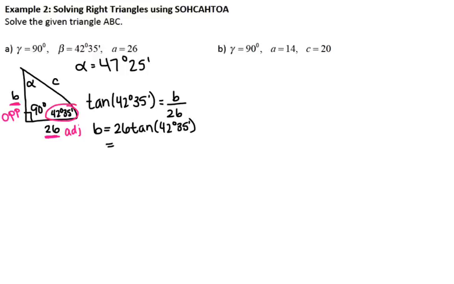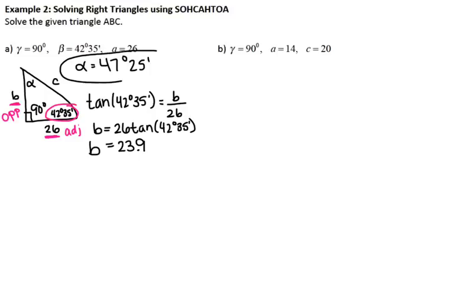And using my calculator, 26 tangent of 42 degrees, 35 minutes. Oh, my calculator's in the wrong mode. Make sure your calculator is in degree mode since you're working with degrees. Let's try that again. Okay, so that gives me 23.9. So that means side B is 23.9.